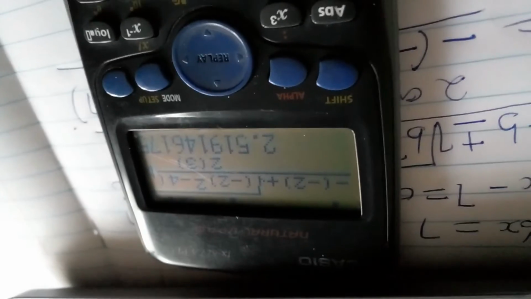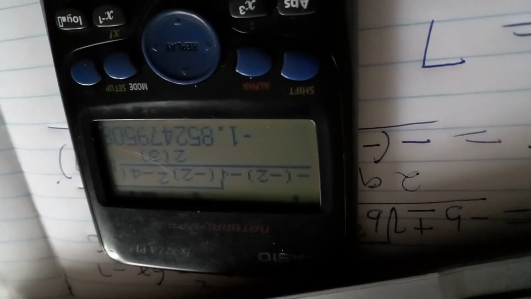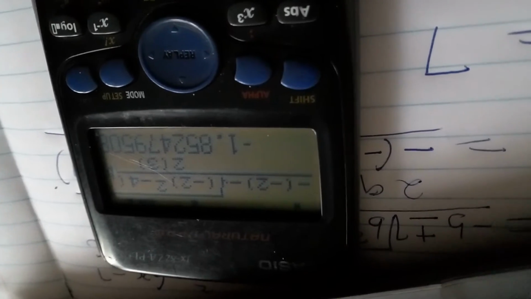All right, then here is our value. It is 2.519, but they said we can correct to two decimal places. Then we can write it as 2.52, since 9 is greater than 5, 1 changes to 2. Then let's do the other one and check it. It is negative 1.852.